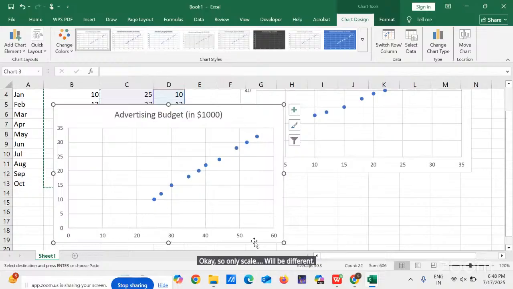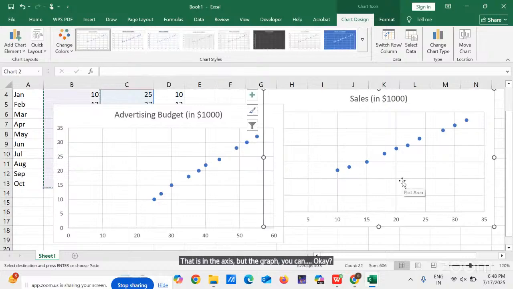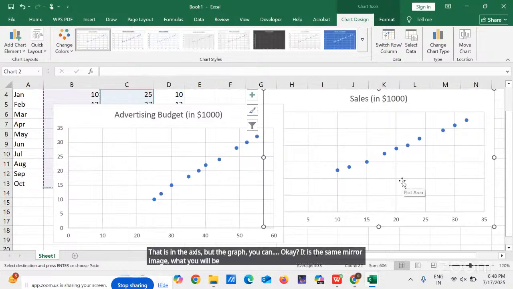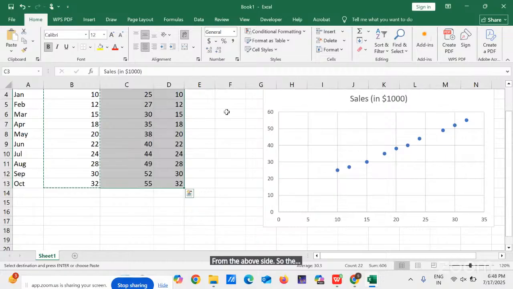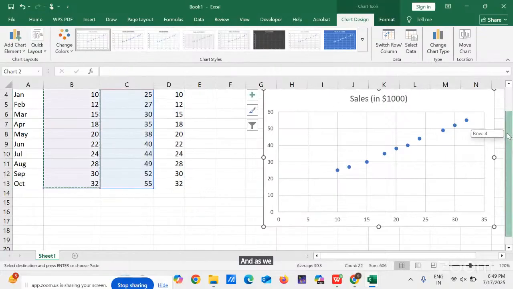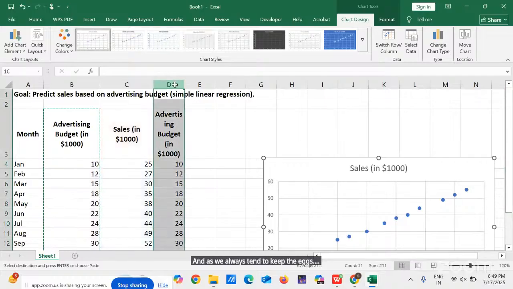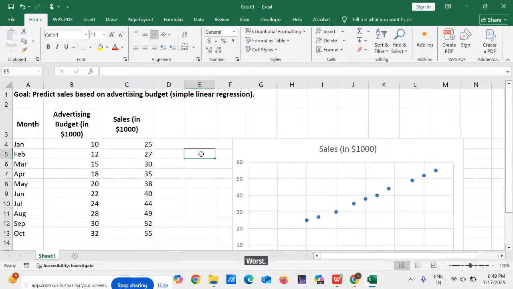That is in the axis, but the graph, it is just a mirror image of what you will be seeing from the above side, that's all. So of course, the preferred one is this first one. Hence we always keep the x data first.